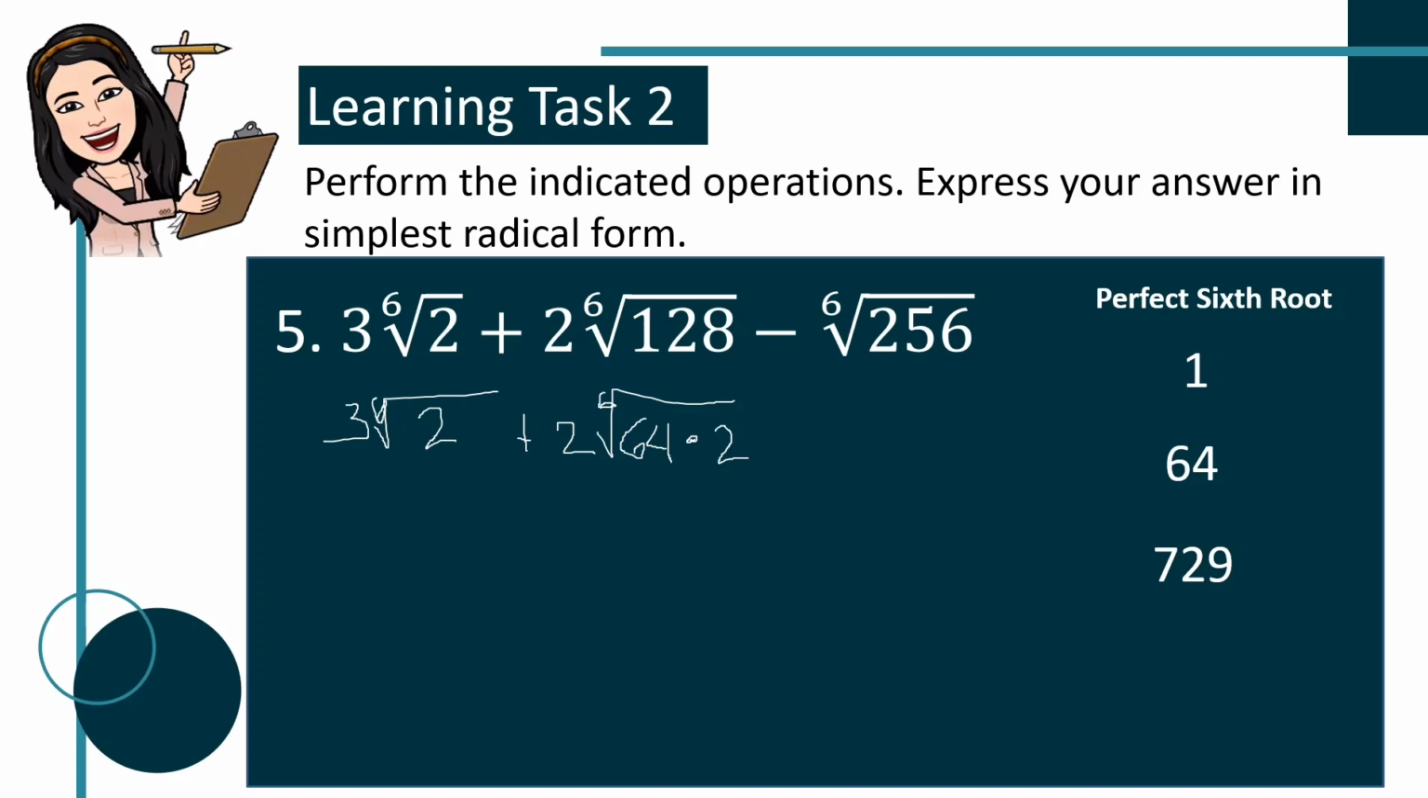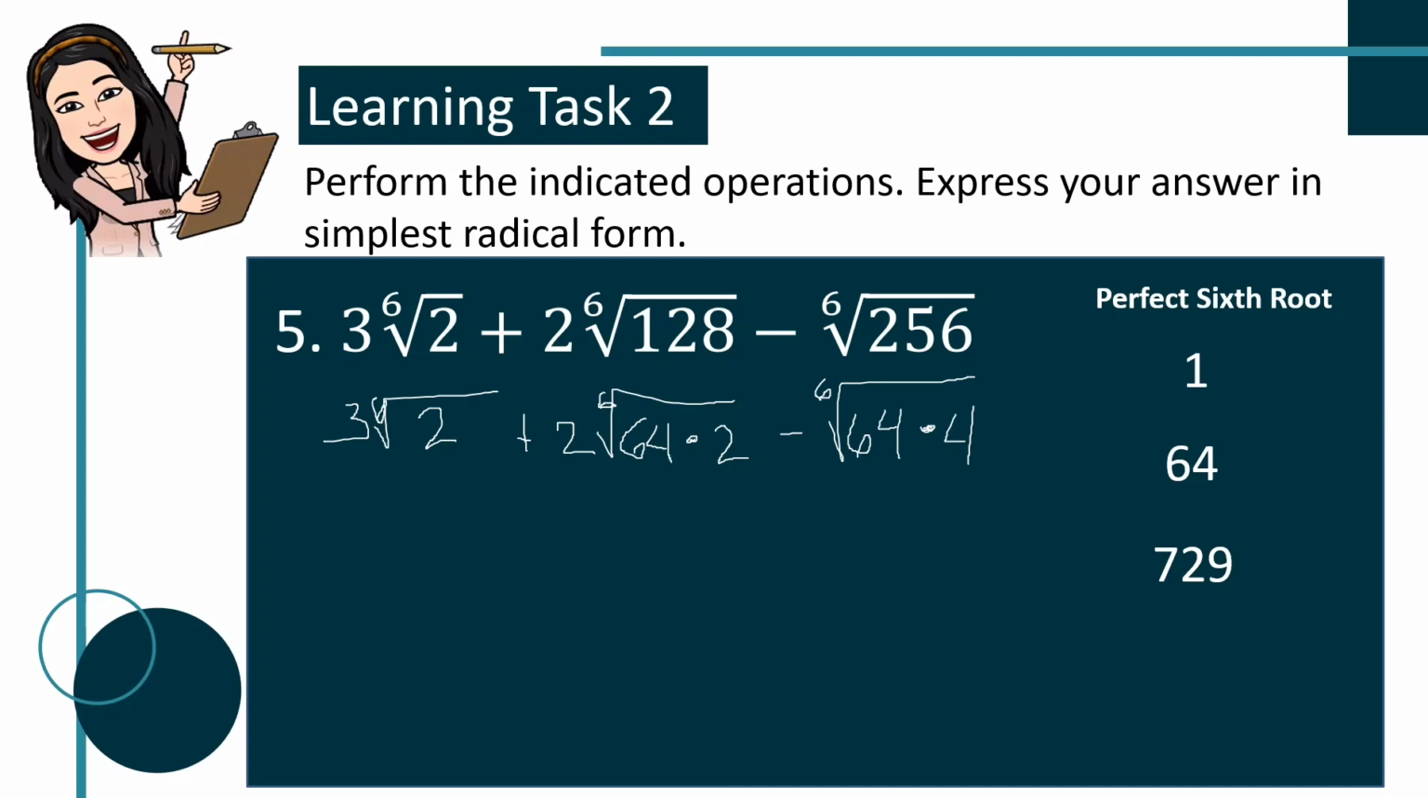Next, dun sa ating third term. Our given is, ang radicand natin ay 256. Now, may factors ba ang 256 na ang isa ay perfect sixth root? Meron po ulit. And that is 64, kasi imposible namang maging 729 kasi lampas na siya sa 256. So, ang 64, kapag minultiply kanino? Kapag minultiply natin ang 64 by 4, the answer would be 256. At ang 64 ay perfect sixth root. So, pwede ulit natin siyang ma-extract.